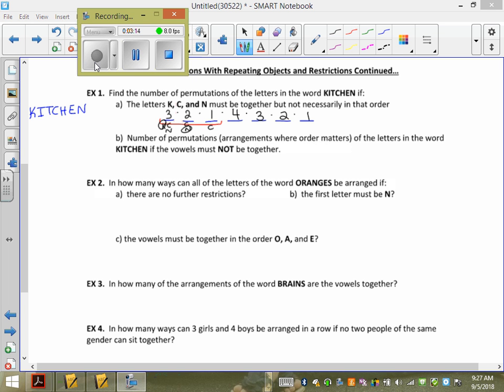We agree? But it doesn't say KCN together at the front, does it? It says KCN together. So what we have to remember that we can do is we can move it. So I can take this whole KCN, it's now sitting at the front of the word, technically, right? At the front of those 4 letters. So that's one way I can have these exact same numbers. We agree? Okay.